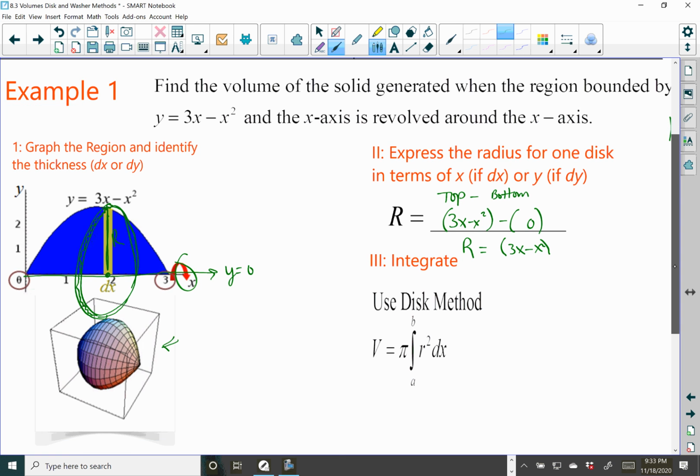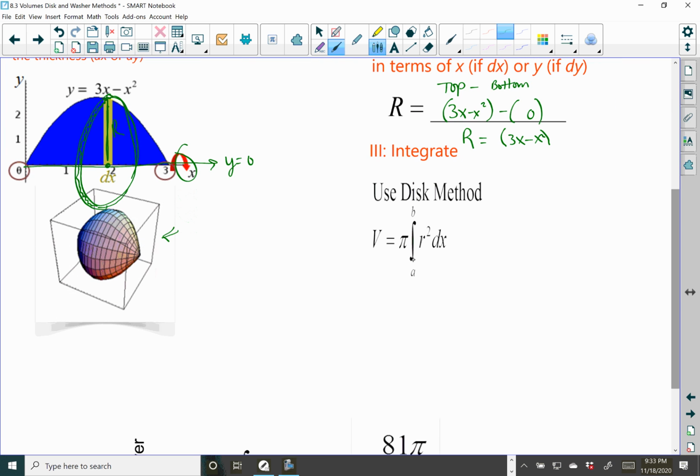Using the disk method, let's integrate that. So what I want to do is volume equals pi times the integral. It looks to me like it's 0 to 3, so rather than proving that, I'm just going to grab those for now. And 3x minus x squared, quantity squared, times the thickness. And that thickness is this distance, which is on the x-axis, a horizontal distance. That would be a dx.